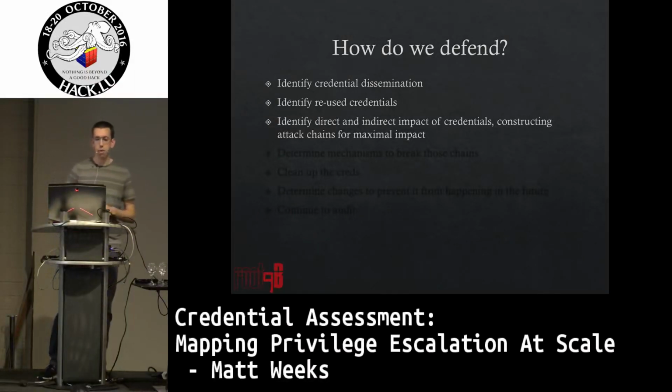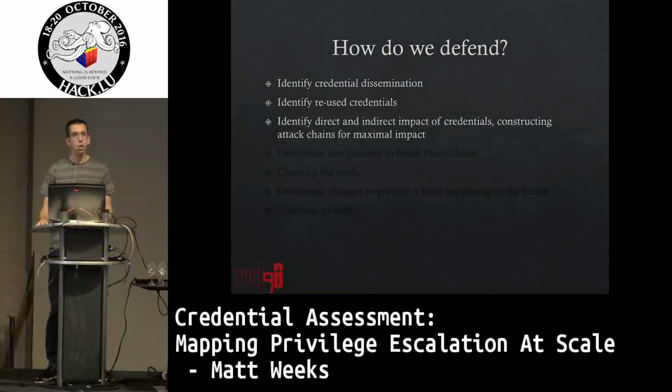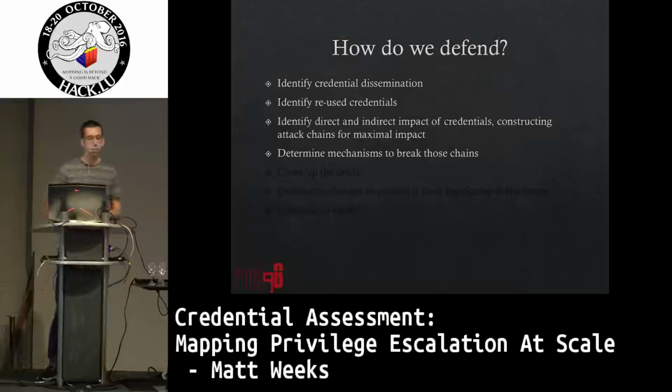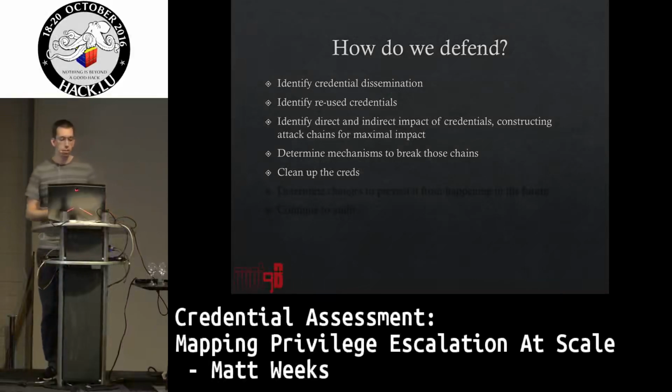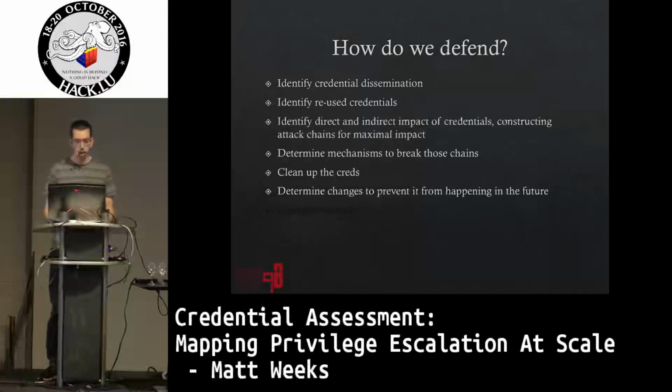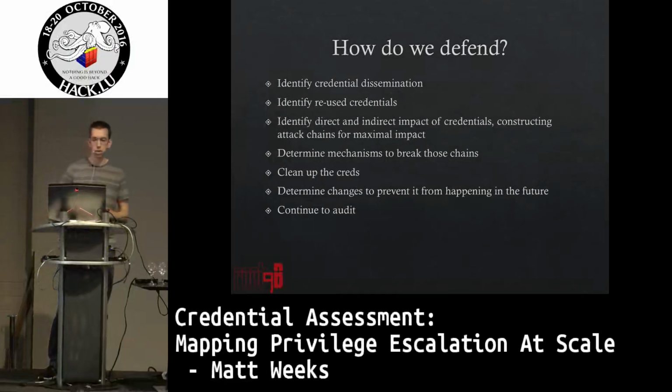The next thing that we do, after we've identified where these are and what the credentials are, is look at what the impact of the credentials is. So basically, what is the group membership? What are all the groups that everyone is a member of? What privileges do those groups have, and what privileges have those groups been given on different systems? And what are the various configuration settings of those systems, to figure out who has rights over what systems? Then we want to determine mechanisms to break those chains. Once we have that, we can help the company clean up their credentials and determine changes to prevent it from happening again. And then, importantly, continuing to audit, because a lot of times these things tend to revert and go back to the way they were.